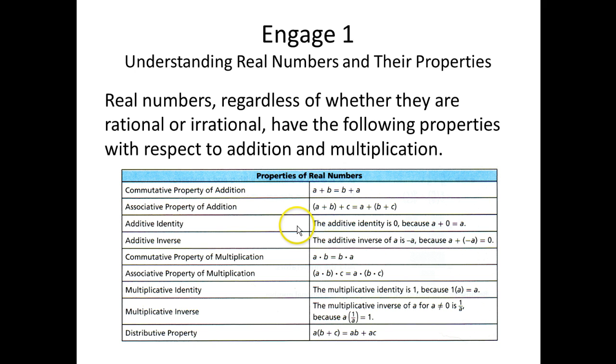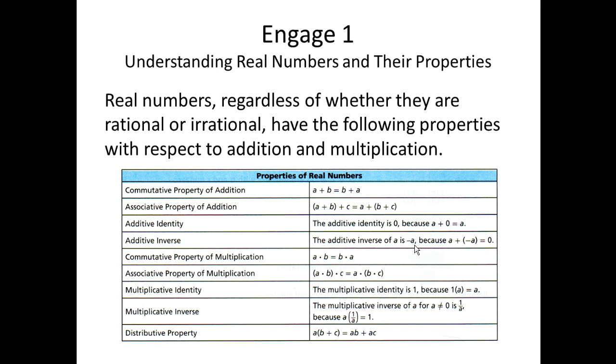The additive identity just says that, well, in this case, the additive identity is 0 because any number that you add to 0, you get that number back. That's why it's called the identity, because you get identically what you added to 0 back. The additive inverse of any number is the minus of that number.